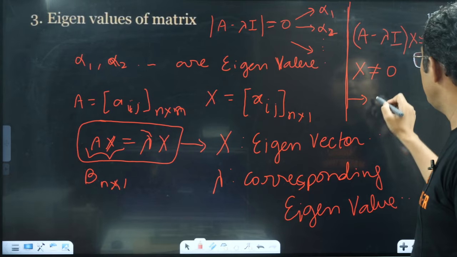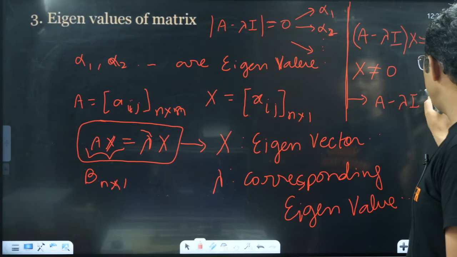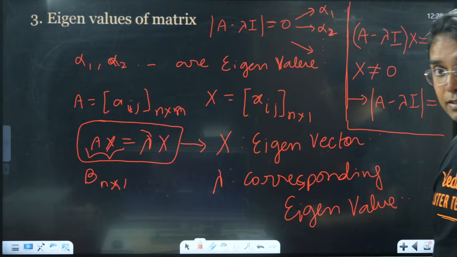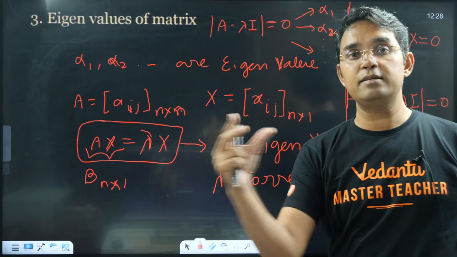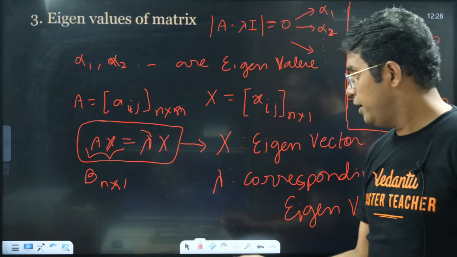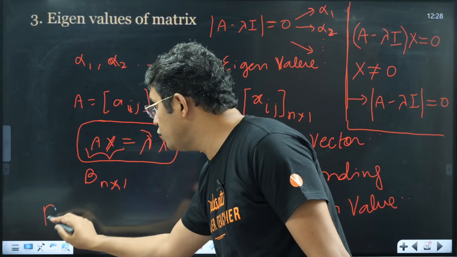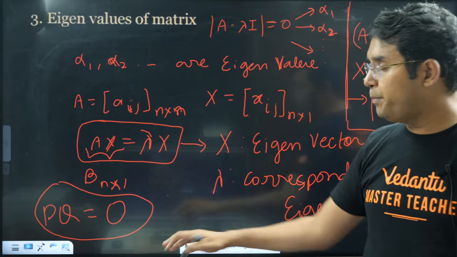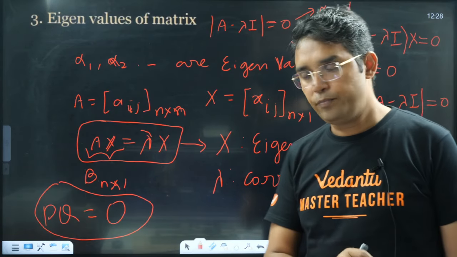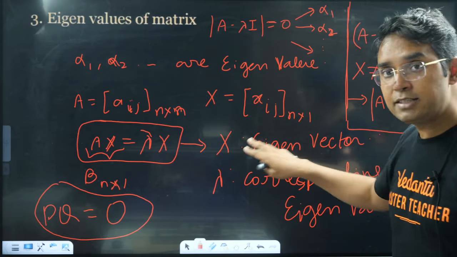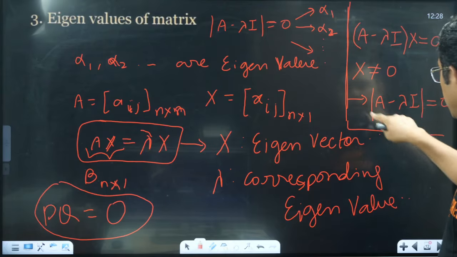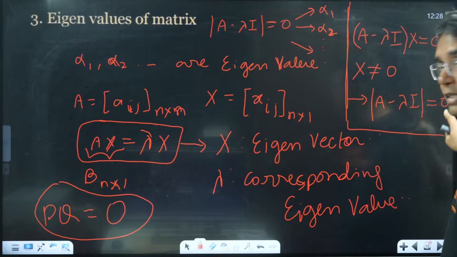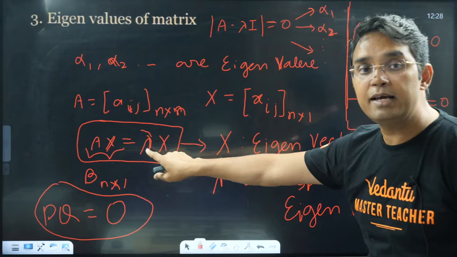then A minus lambda I has to be singular, meaning its determinant has to be equal to 0. There is a property in matrices that whenever the product of two matrices, let's say P into Q, is a null matrix, and Q is not null, then P has to have its determinant equal to 0. So that's the same thing. If x is not null, this can happen only if this kind of equation holds. If you solve it, you get the characteristic equation. The roots of this characteristic equation are called the eigenvalues, as I told you.